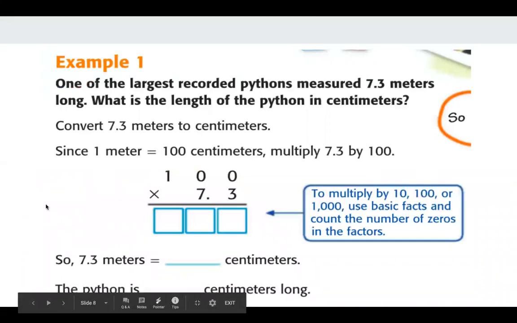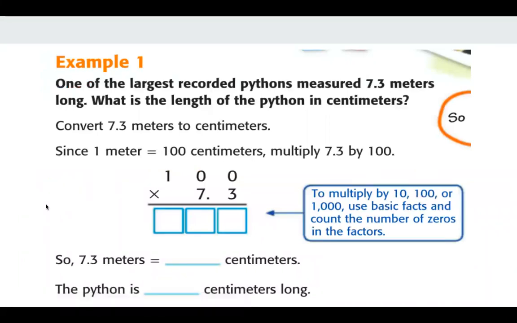Okay, so our first example here, I'm going to read it to you. It says, one of the largest recorded pythons measures 7 3/10 meters long. What is the length of the python in centimeters? So we're going to convert 7 3/10 meters to centimeters. So like I told you before, I have my little chart next to me so I can make sure I look and see how many centimeters are in 1 meter. Sorry about that. Okay.